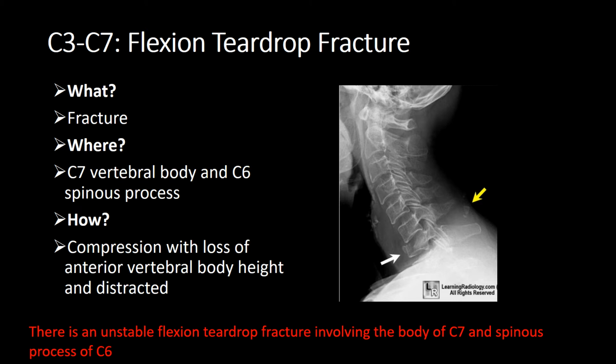So what is it? It's a fracture. Where? C7 vertebral body and C6 spinous process. How? Compression with loss of the anterior vertebral body height and distraction.